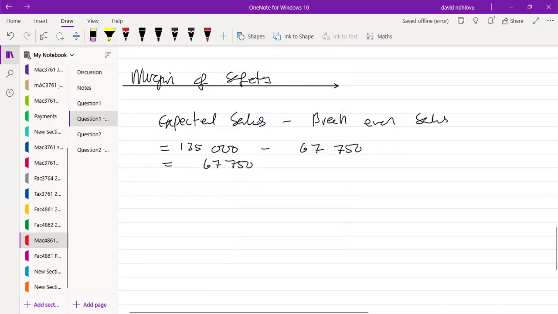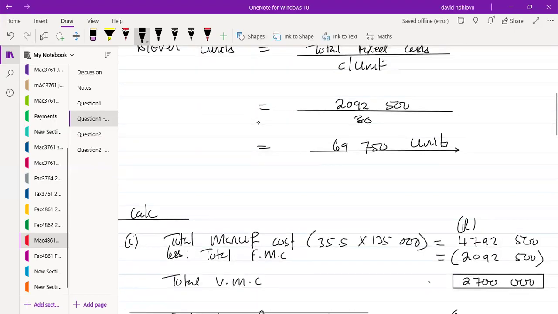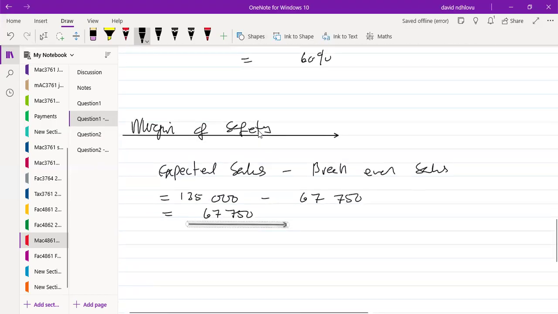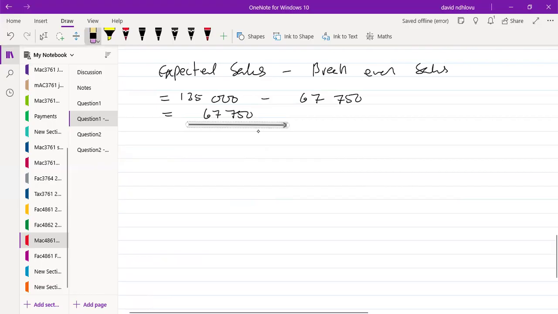So it's 69,750. Thank you for that. So 135,000 minus 69,750 will give us how much then? That will give us 65,250 units.